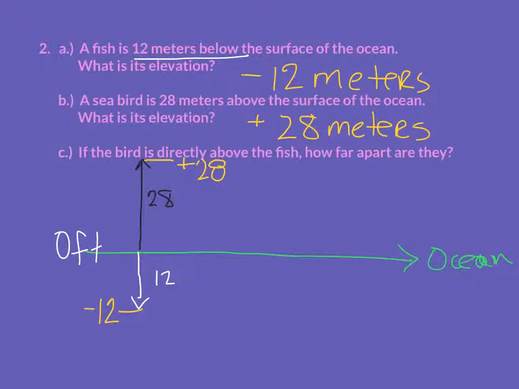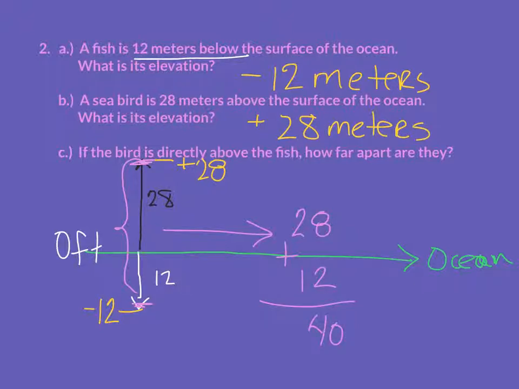Now, this says that the bird is directly above the fish, which is how we drew it. So, therefore, how far apart are they? So, we're looking at this distance from up here to down here. So, the way that I would do that is to say, okay, 28 up here and 12 down here. Well, I would have to add those together to find their distance. 20 plus 10 is 30. 8 plus 2 is 10. So the answer would be 40 feet apart.